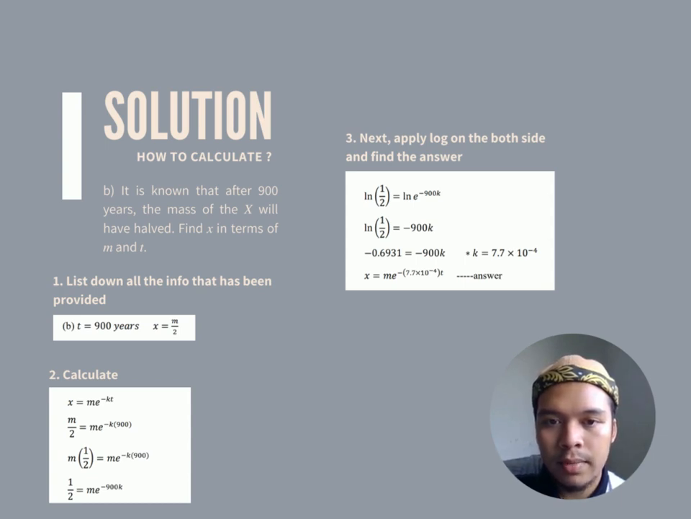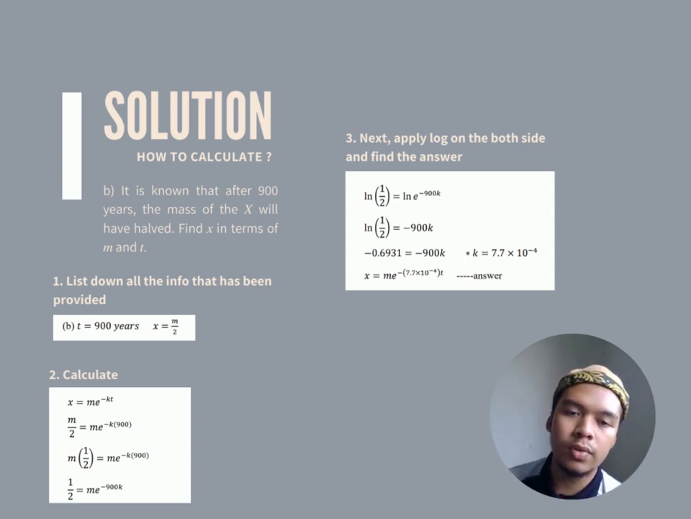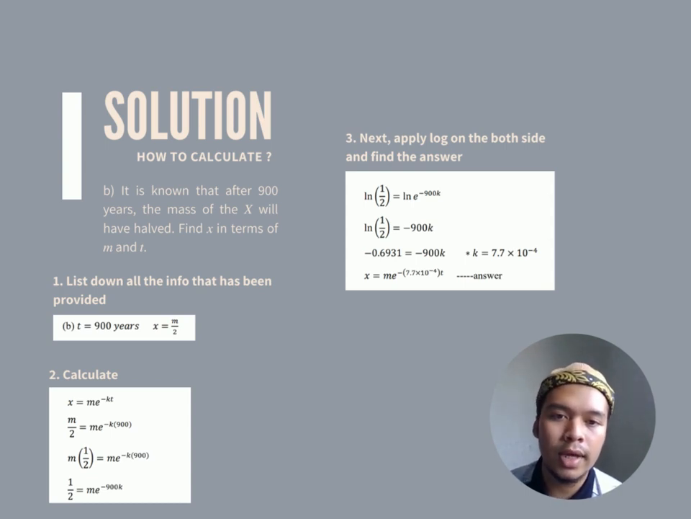So for the last step, we apply ln on both sides and find the X. So the equation is ln of 1 over 2 equal to ln e to the power of negative 900K.